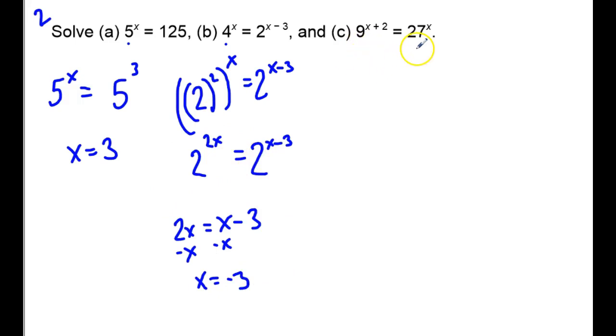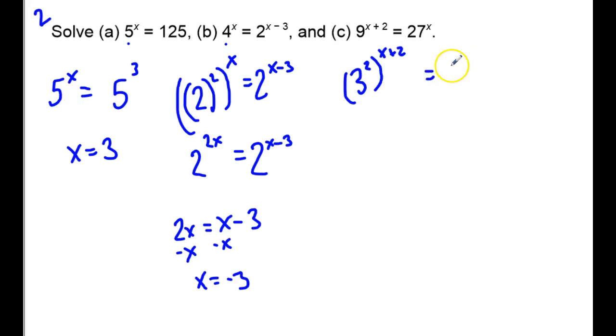So let's look at C. I see that I've got a base of 9 and a base of 27. Well, I know that both of these can be broken down a little bit more, so let's do that. I know that the square root of 9 is 3, so 9 can also be written as 3 squared. And then I have this other exponent to deal with that was still there.